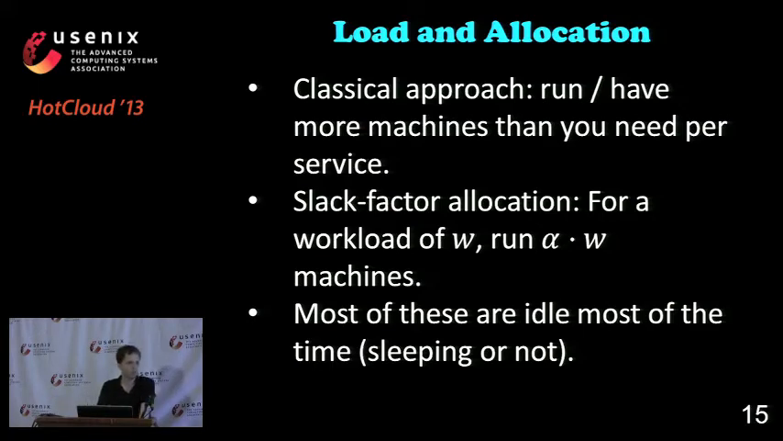If alpha is 2, then you allocate twice as many machines as you currently need. And the fact is that most of these machines are idle most of the time. They're reserves. You don't need them.